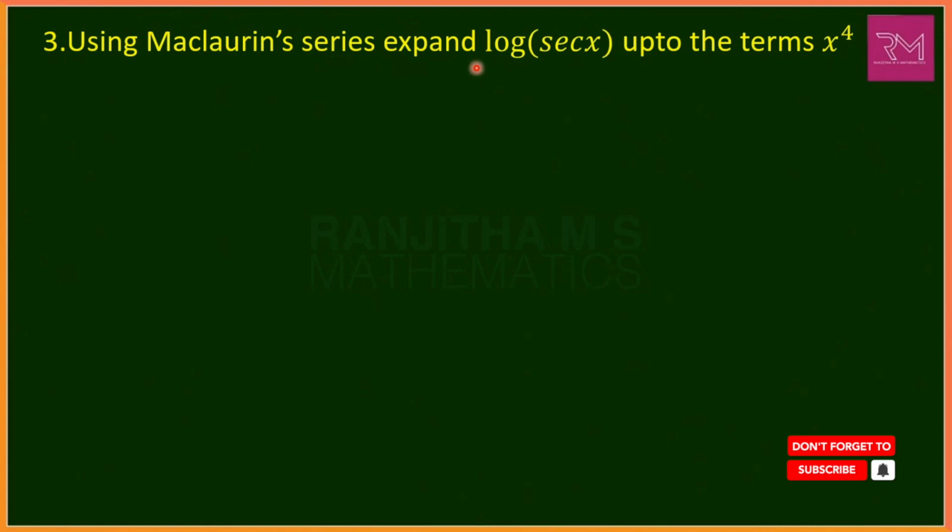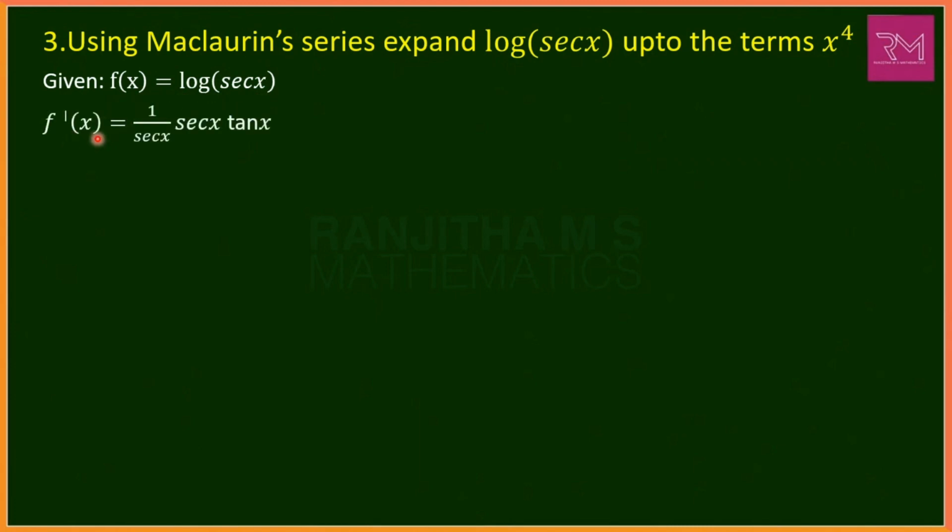Using Maclaurin series, expand log of secant x up to the terms x power 4. Here the procedure will be the same as before. Consider the given function f of x is equal to log of secant x. To find f dash of x, differentiate this value with respect to x.